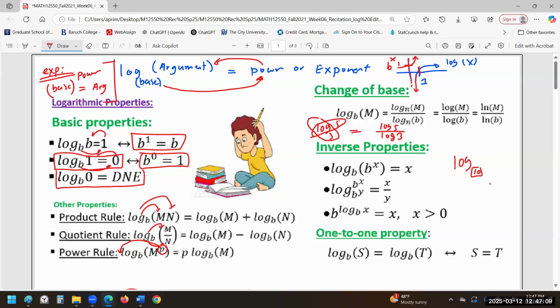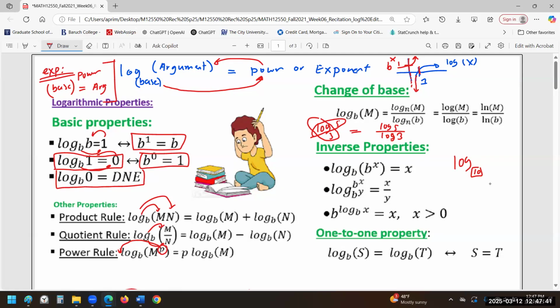Then the last property, why do we use it? We use it to solve logarithmic equations. It says if you have the same base with different arguments and they're equal to one another, it means we can cancel the base with the log and we can set the arguments equal to one another and then solve the variable from there. So based on what is given to us, we use some of these.